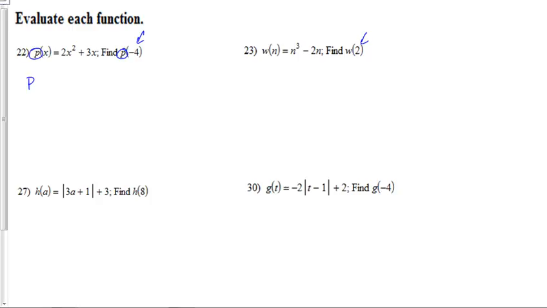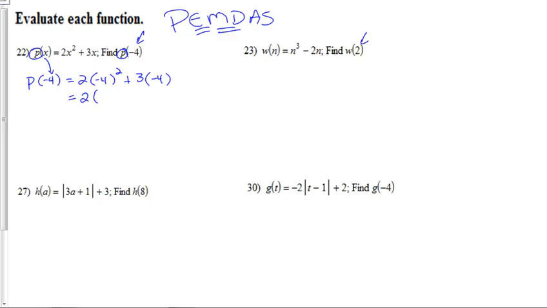So function p, notice we're replacing x with -4. That means everywhere there's an x. So there's an x there, but there's also an x there. We're going to replace that with -4. So PEMDAS says exponents before multiply and divide. So this is not 8 squared, it's negative 4 squared, and then we'll multiply by 2. So let's handle the exponents first. Negative 4 squared is 16. And then 2 times 16 is 32. 3 times negative 4 is negative 12. And when you combine those two together, you get 20.